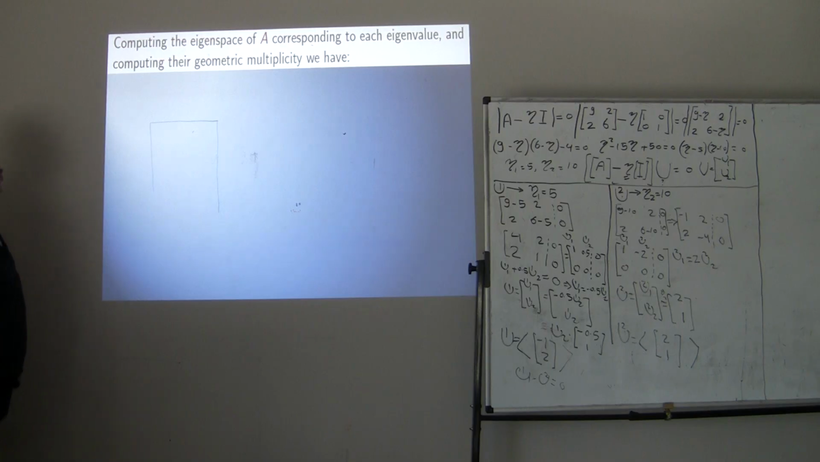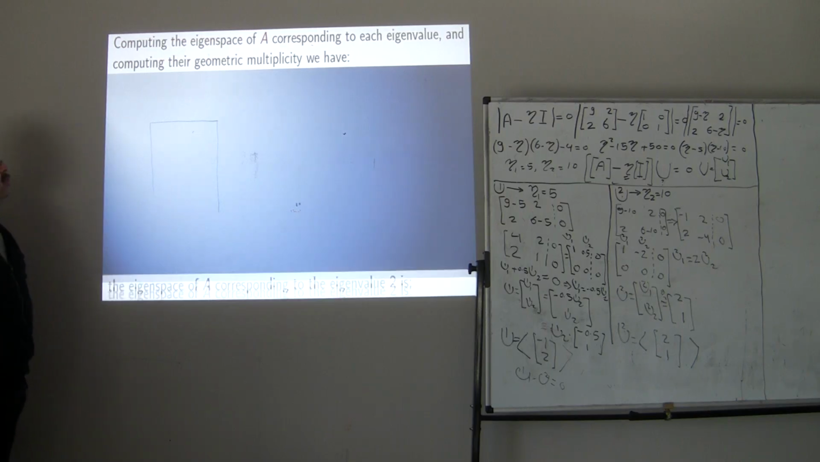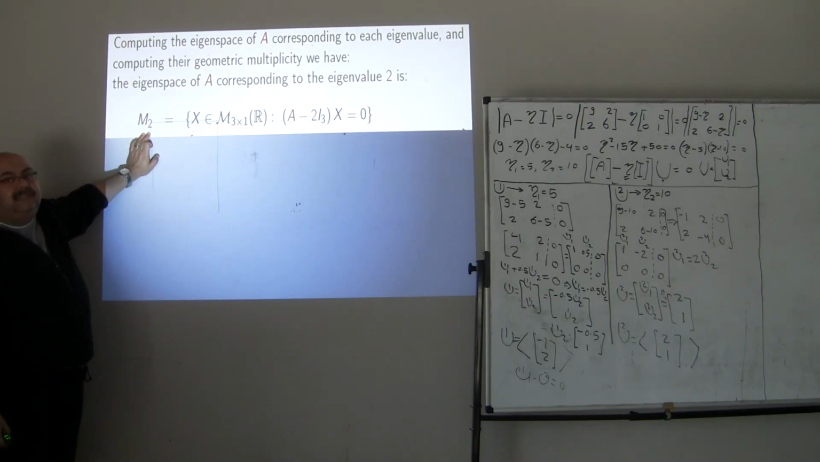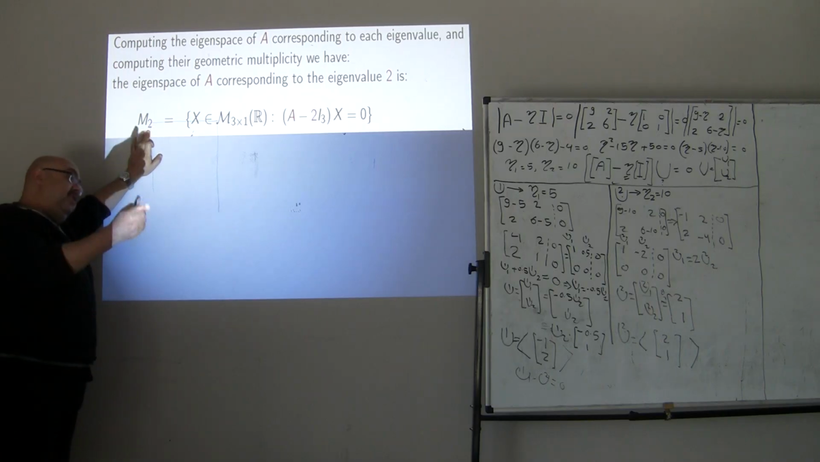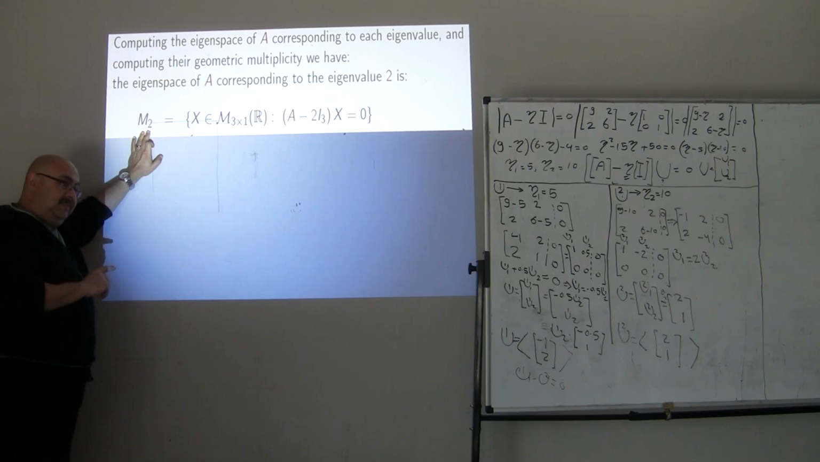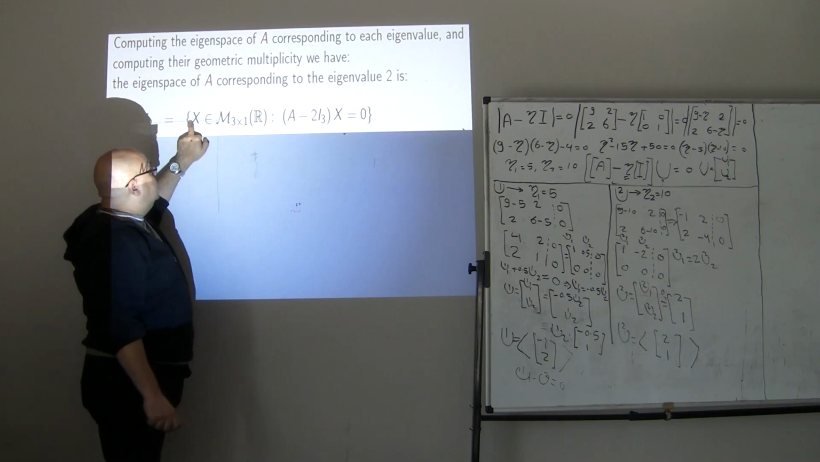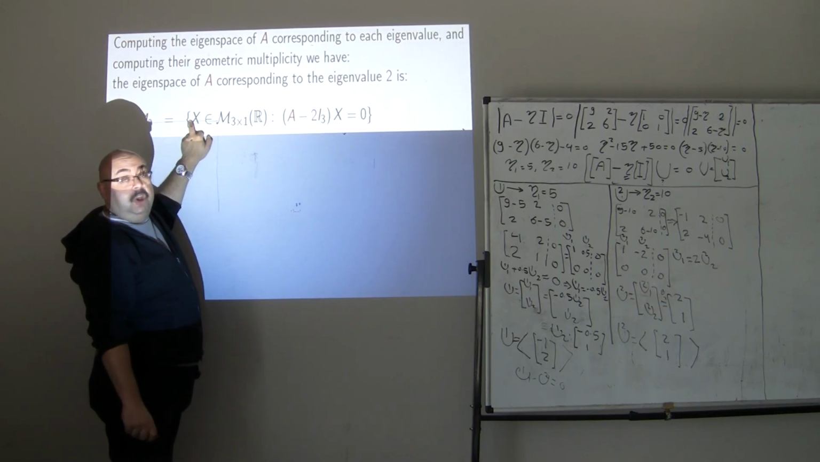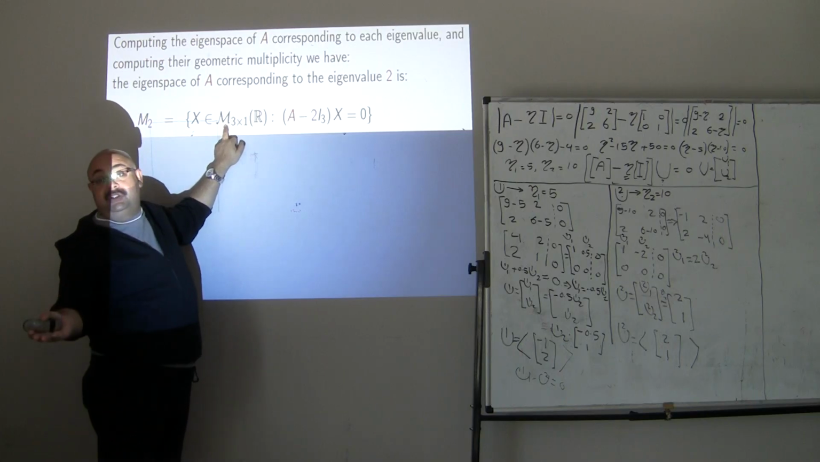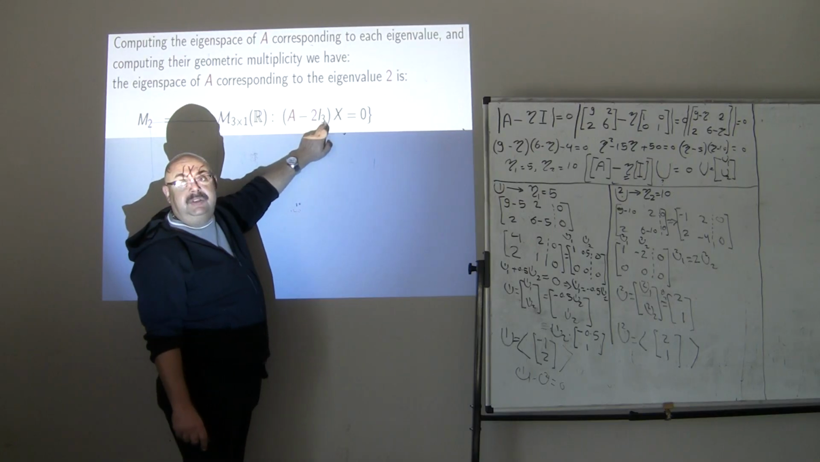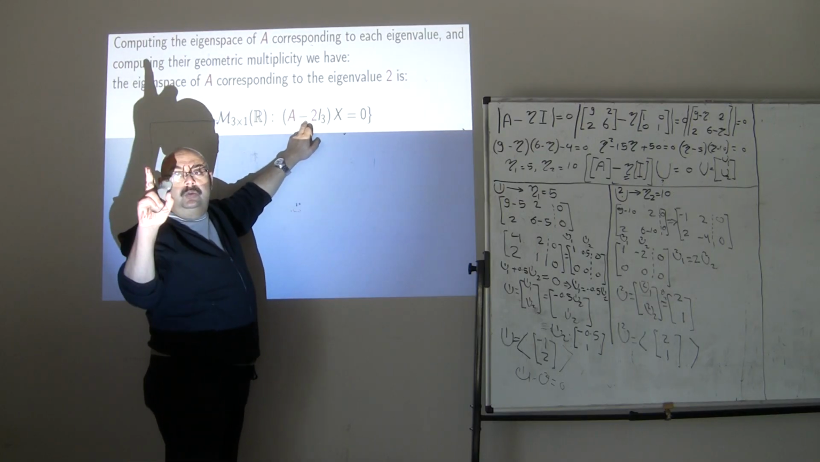Now, let's evaluate the eigenspace. In similar steps, I will get M sub 2, the eigenvector relative to the eigenvalue 2. So all I have to do is solve the homogeneous system, with lambda, or eta, equal to 2. Here X is the eigenvector, which belongs to the vectors of 3 by 1, so I'm solving a 3 by 3 system: A minus eta I.